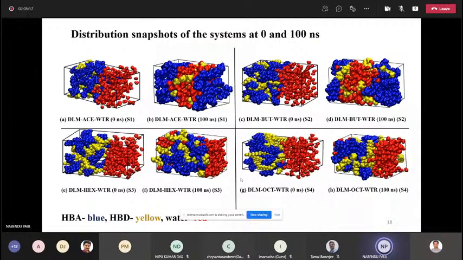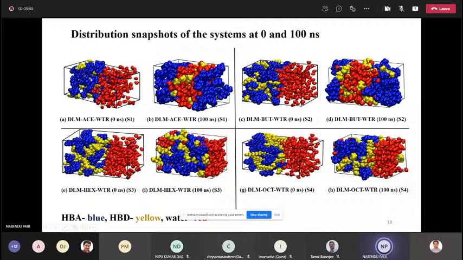Okay, the blue colored molecules are the HBA molecules. The yellow colored molecules are HBD molecules. And the red ones are the water molecules. Here we can see that initially we have kept the HBA and HBD, that is the DES, separately from water. See here, the water is in another phase than the DES.